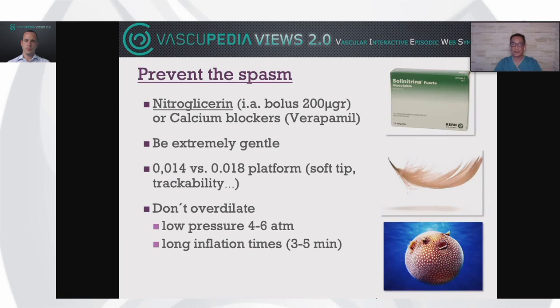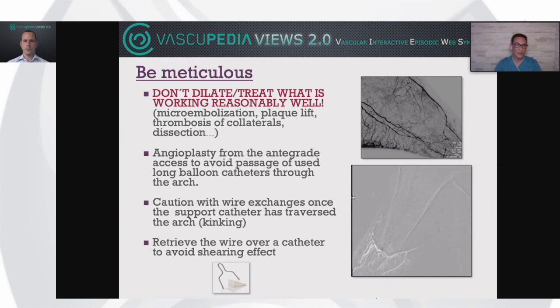With regards to complications, as we have already mentioned, number one is spasm. And the basic way to prevent spasm is to be extremely gentle and to use low profile platforms. And if you get a spasm, what we do is to give a bolus of 200 micrograms of nitroglycerin. Some physicians prefer verapamil or even papaverine. And a good tip as well is try not to overdilate the vessel. So we use low pressures, 4-6 atmospheres, with long inflation times, 3-5 minutes or even more than 5. It's really important to be meticulous.